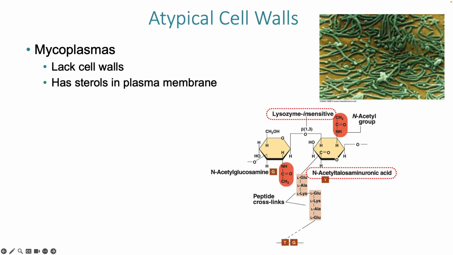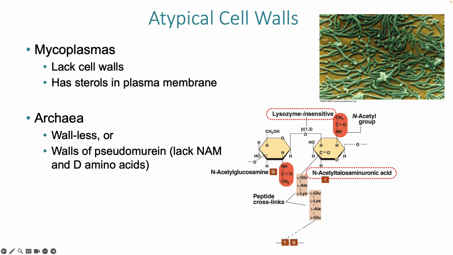The other type of atypical cell wall you might see in bacteria is the one I've been telling you about that doesn't even have a cell wall, mycoplasma. They don't have a cell wall. Instead, they use sterols, like cholesterol, in their membrane to provide stability and rigidity. Archaea don't have that classic cell wall. Some of them don't have a cell wall at all.